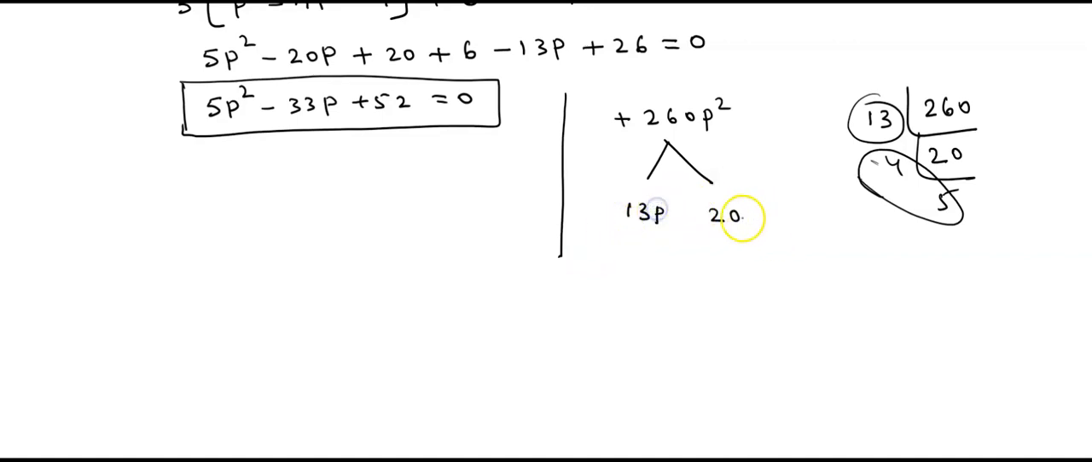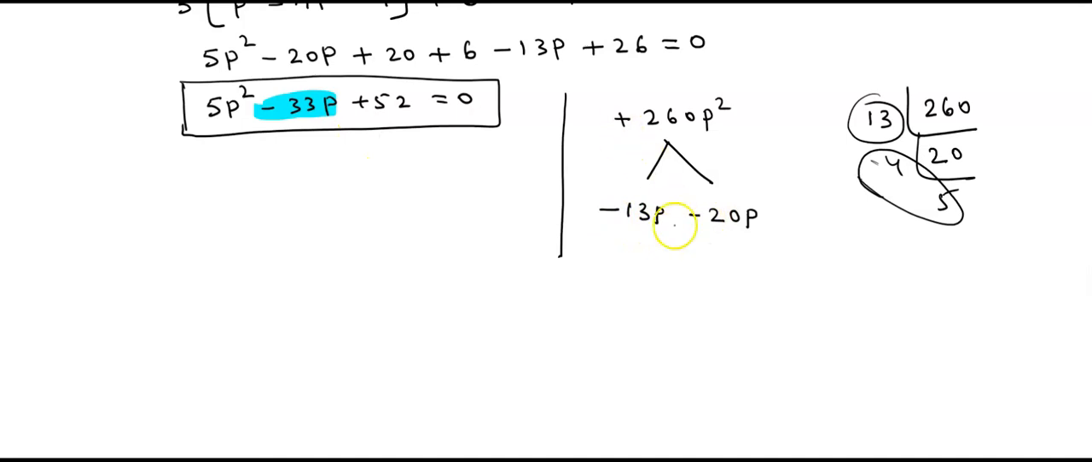Here p is a variable, so I am going to write p as it is. Here what is the middle term? Middle term is minus 33p. So what I will do, which is the bigger number, 13 or 20? 20 is bigger. So I'll write minus here. So minus into what will become plus? We know that minus into minus is plus. So here I am going to write minus. Is this clear? Now you see, minus 13 minus 20 is minus 33.